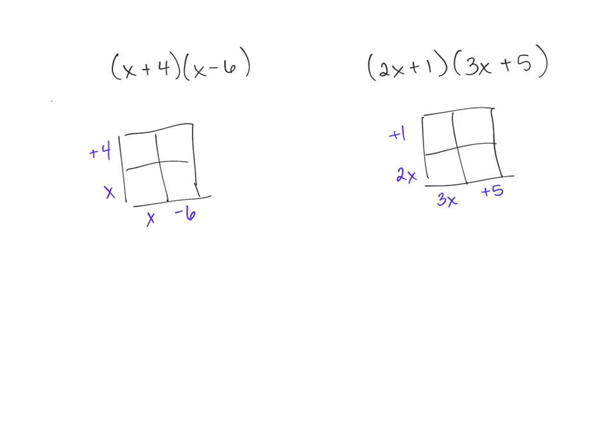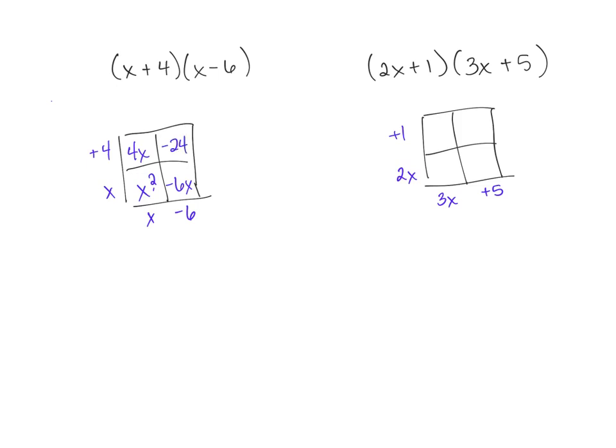You don't have to do it this way, but when we start to reverse the process, it is more helpful because that's how I'm going to show it over and over again, because that's just the habit that I'm in. So when I multiply it out, x times x is x squared. X times positive 4 is 4x. X times negative 6 is negative 6x. And negative 6 times positive 4 is negative 24.